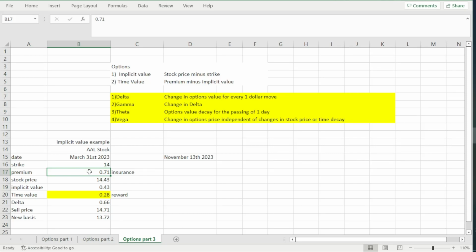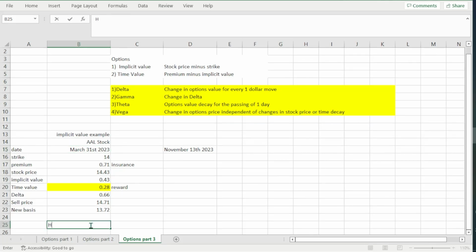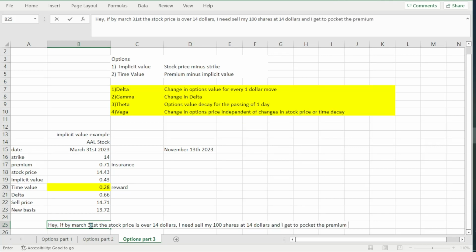If I'm selling a call, I'm essentially making a bet against my positions. This is a bearish bet. This is my way of hedging. So if I sell to open the 14 strike call expiring March 31st, this is what the contract is saying: if by March 31st the stock price is over $14, I need to sell my 100 shares at $14 and I get to pocket the premium of 71 cents.